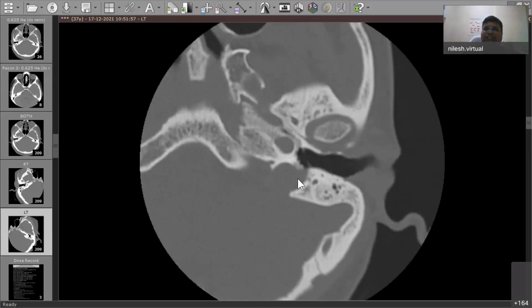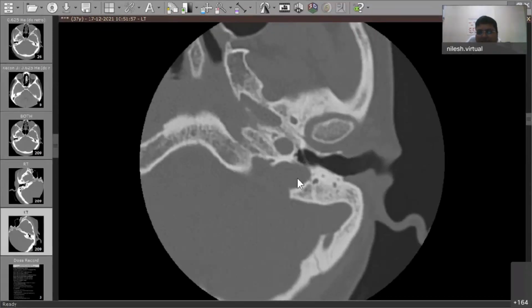So all these things are surgically very important, like anteriorly placed sinus. Then the jugular bulb, if it is dehiscent, you have to check whether it is in relation with the tympanic annulus or not.